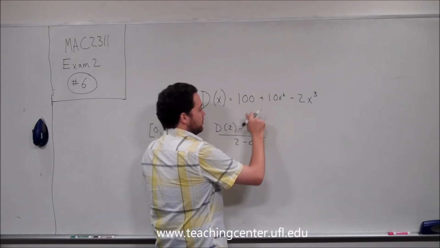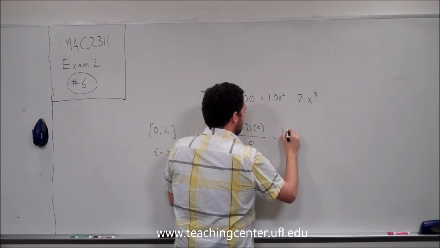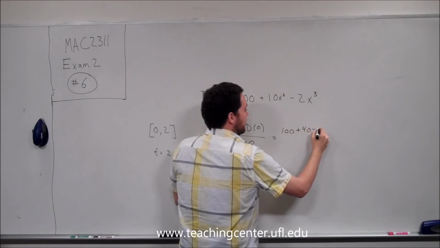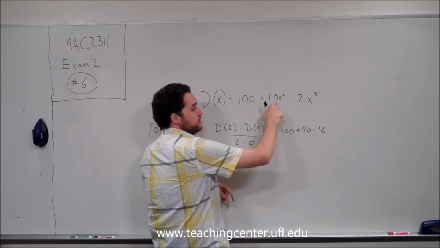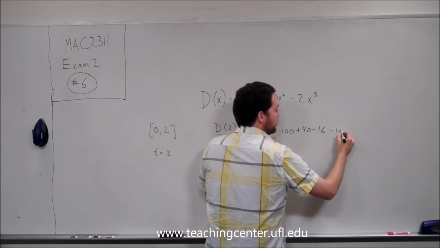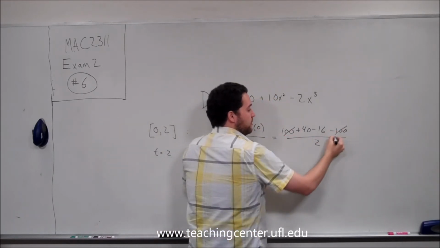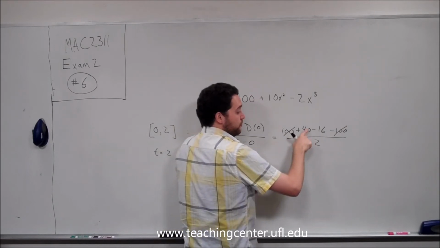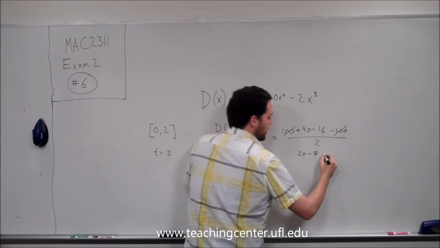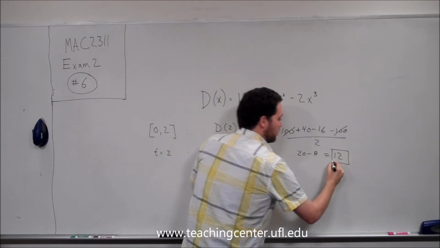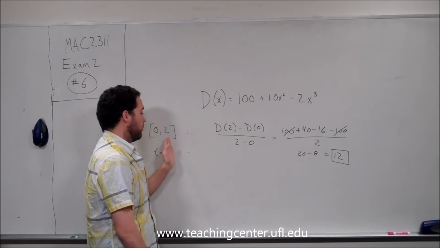When you plug in the 2, you get 100 plus 40 minus 16. Then finally, minus d of 0. When we plug in the 0, these terms go away and you get 100, so you get another minus 100. All divided by 2. Then these hundreds cancel out, and you can divide the 2 out to both of these. That gives you a 20 minus an 8, and 20 minus 8 is 12. So 12 would be the average rate of change from day 0 to 2.